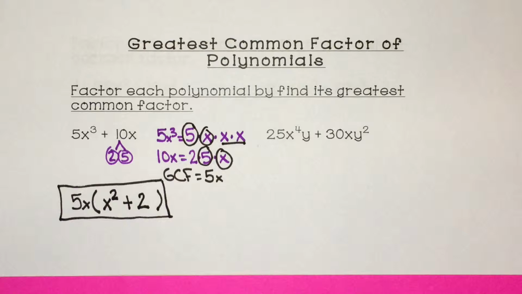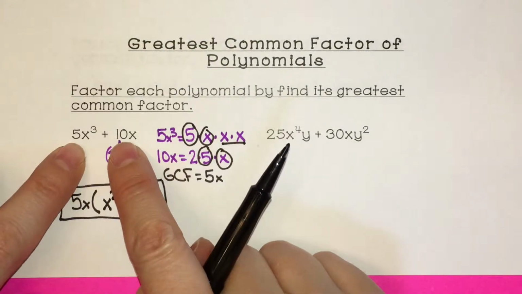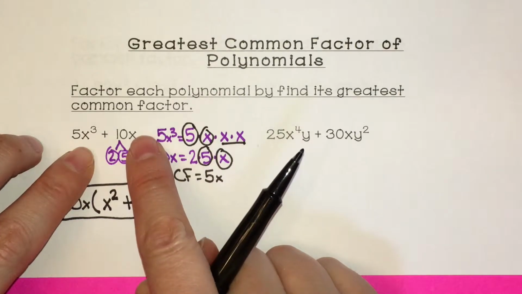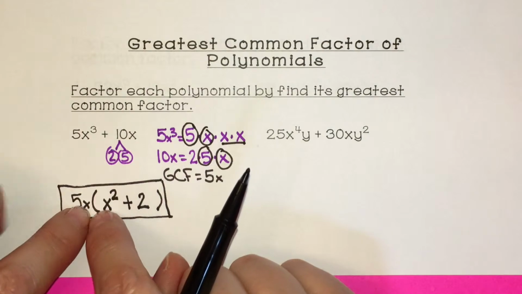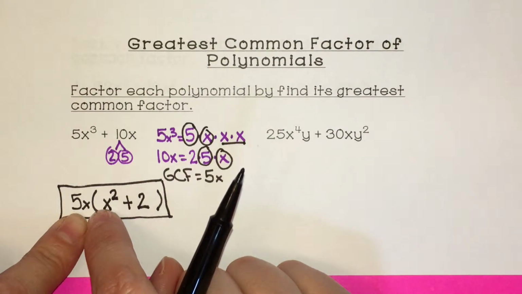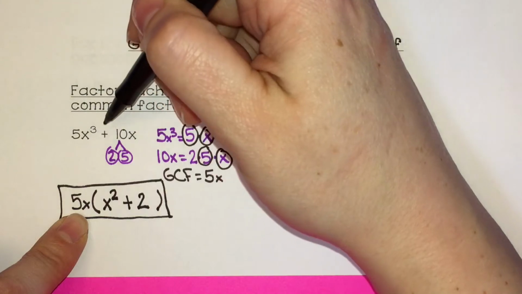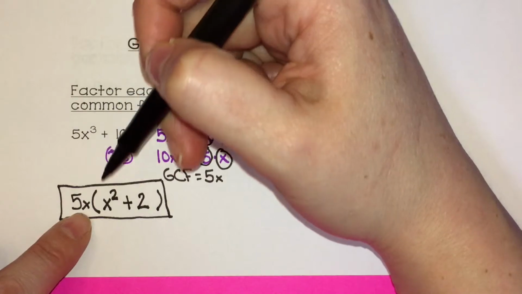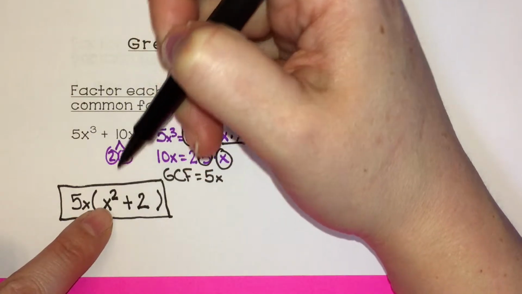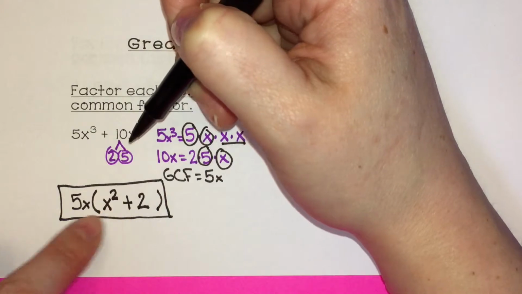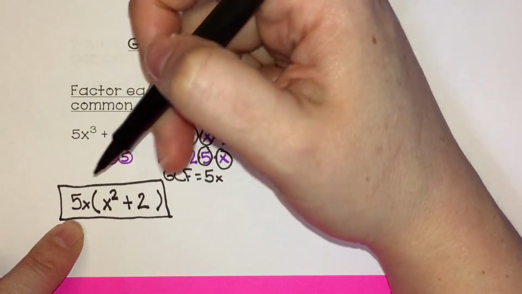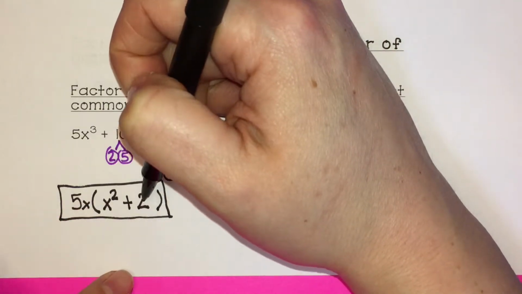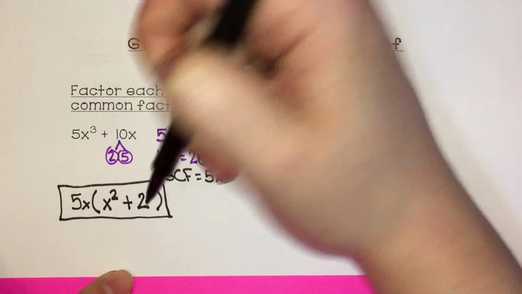Or you can say, well, what do they have in common? 5 and 10, I know I can divide them both by 5, so I factored that out. I have x cubed and x. Each one of them has at least one x, so I factored out the x. Then you can say, if I have 5x cubed and I divide it by 5x, what's left over? If I took one of the x's away, I'm left with just x squared. Plus 10x divided by 5x. 10 divided by 5 is 2, and x divided by x is 1. So I'm left with just 2, because 2 times 1 is 2.